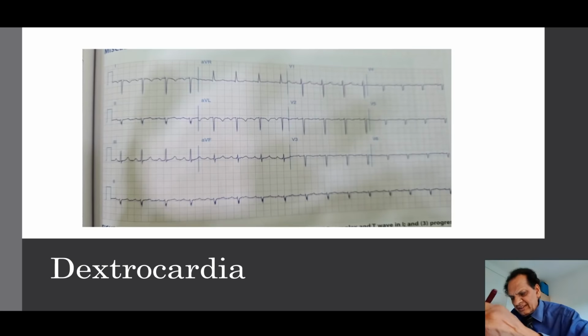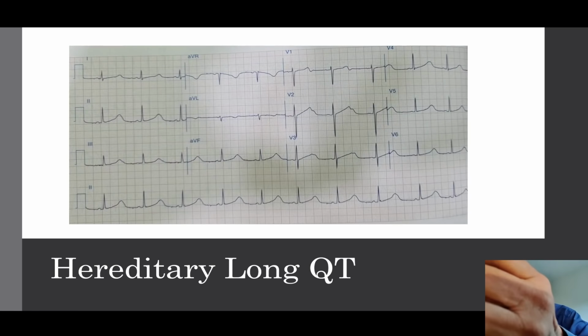Dextrocardia. There is a decreasing R wave pattern in the precordial leads. And you can see the picture here. Everything is inverted in standard lead 1, and AVR is just looking like a standard lead 1. So it's a dextrocardia. The heart is on the right side of the chest.